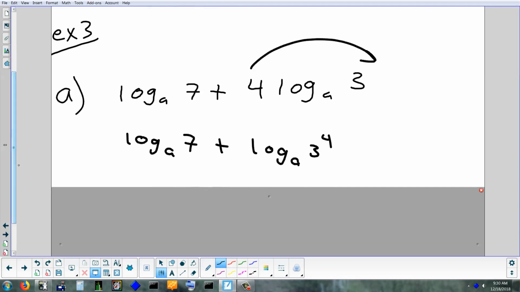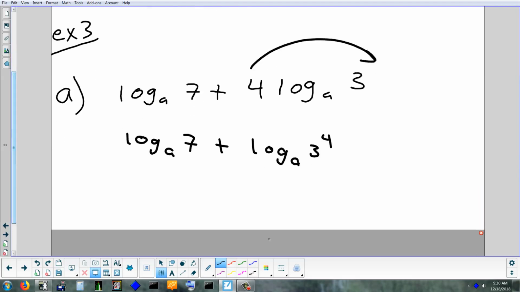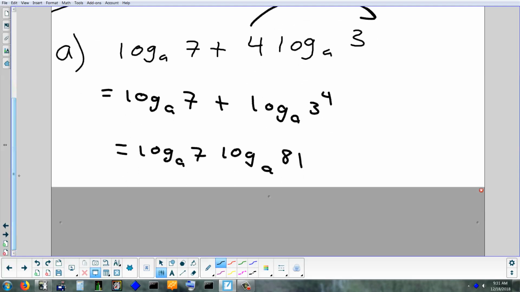Now we should do that out, because if you've got 3 to the 4th power, you can simplify that. So we'll do that. What's 3 to the 4th power? Yep, 81. If you're kind of stuck, just think of it as, well, it's 3 times 3, which is 9, and then another 3 times 3, which is 9. So 9 times 9 is 81. All right, so now my two arguments are 7 and 81.